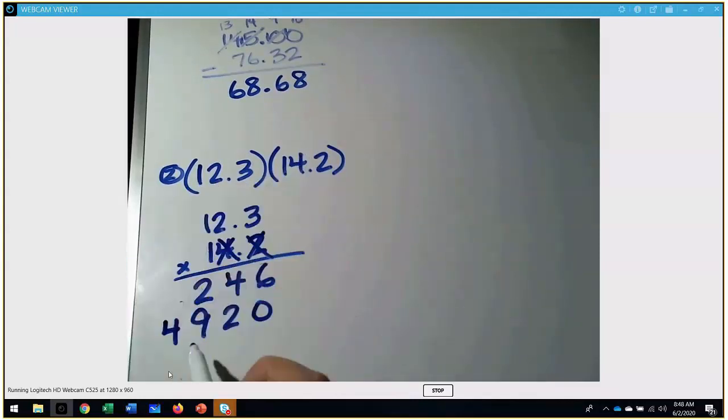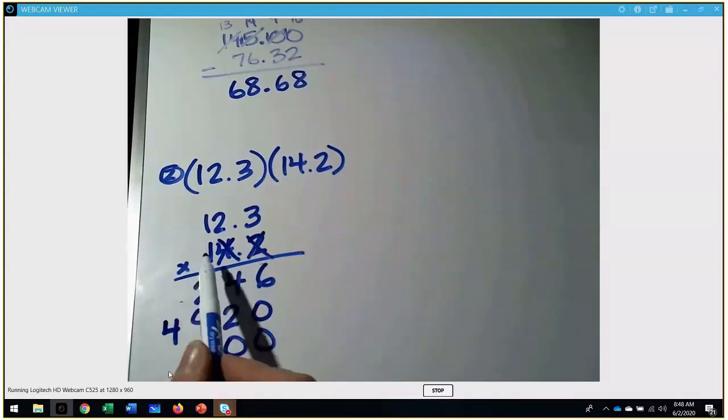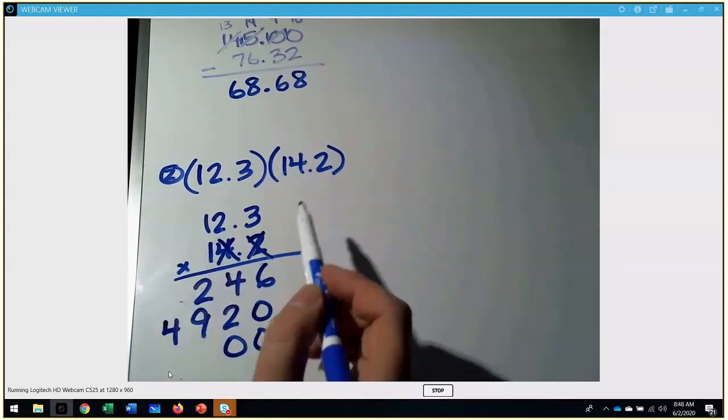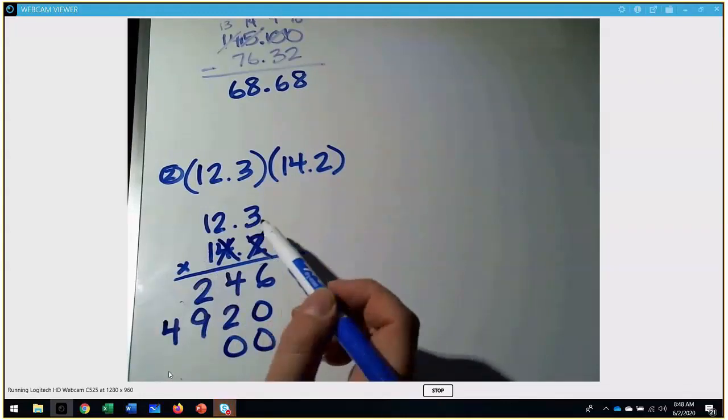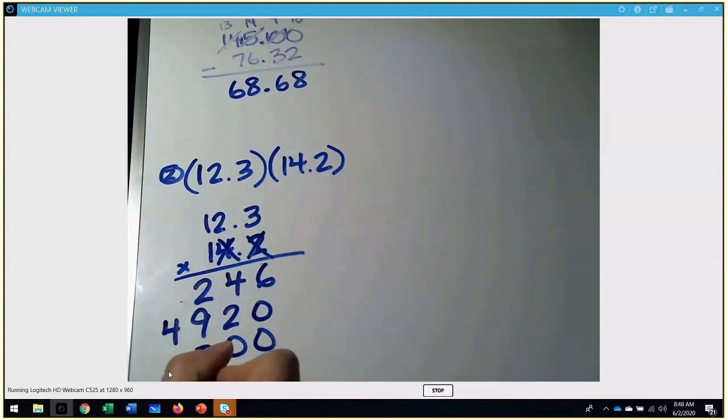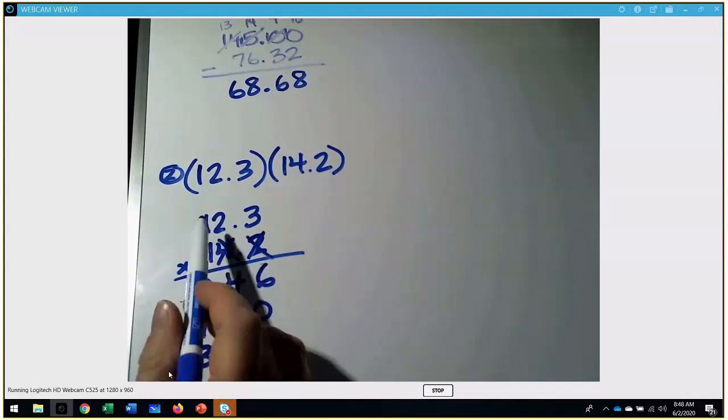Move yourself over twice now, because we're about to start this number here, which is in the hundredths place, so we need to be lined up under there, and then do the same process. 3 times 1, 2 times 1, and 1 times 1.